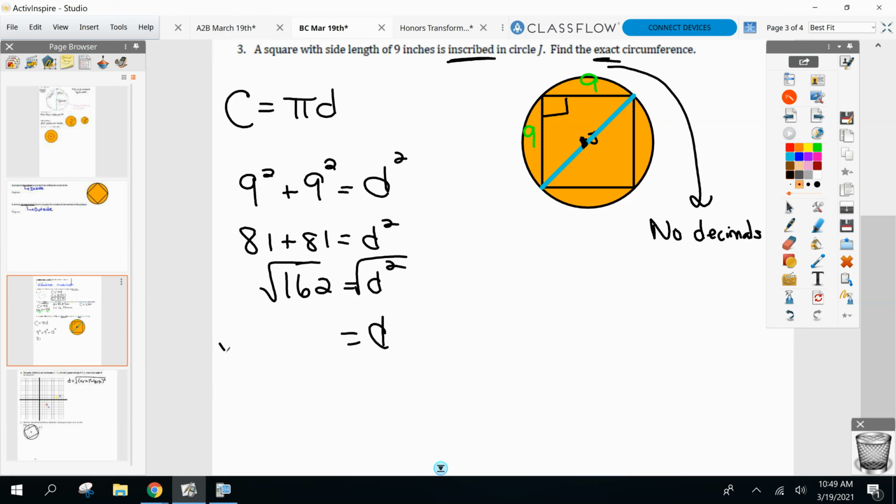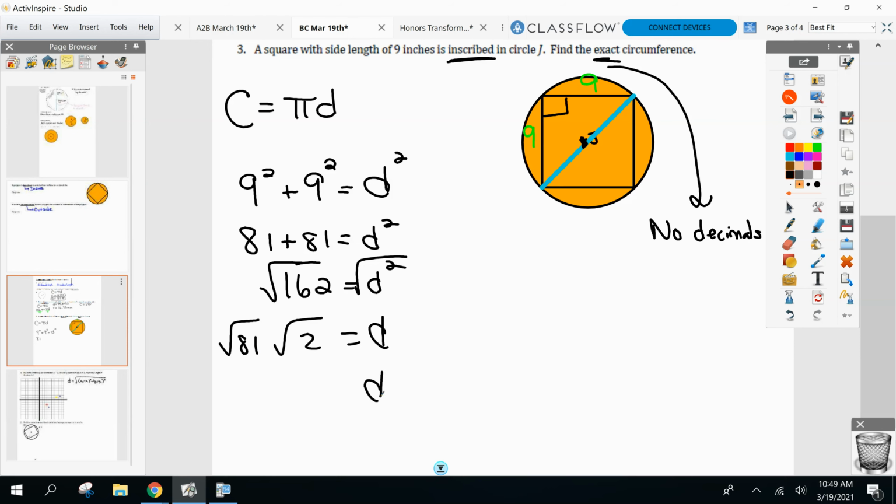Simplify, break it down, yes. Because I do not want the decimal version of the square root of 162. Anybody find the biggest perfect square that goes into 162? Hint, we already found it. 81. 81, yep, up above. How many times? 2. Twice.